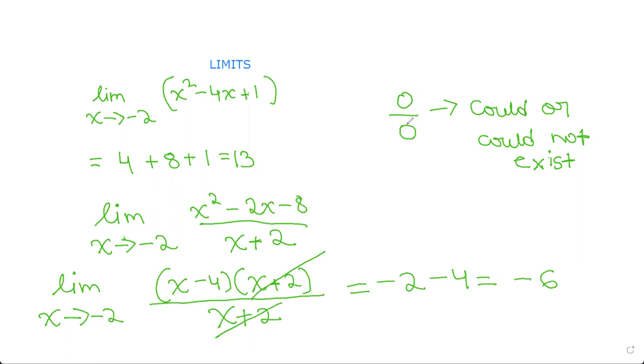So thus, you cannot conclude that it doesn't exist if it's 0 by 0. You can always try to factor it. There'll be many questions like this, so you might have to factor cubic or quartic equations. It changes and it depends on every question. Now I'm going to be giving another example, but this is a slightly different case.